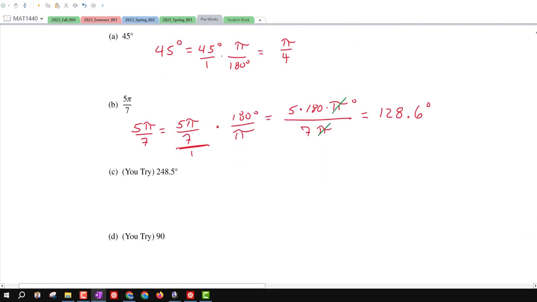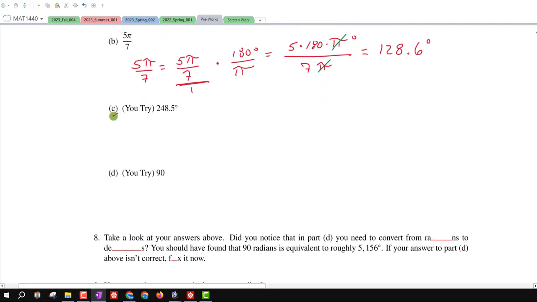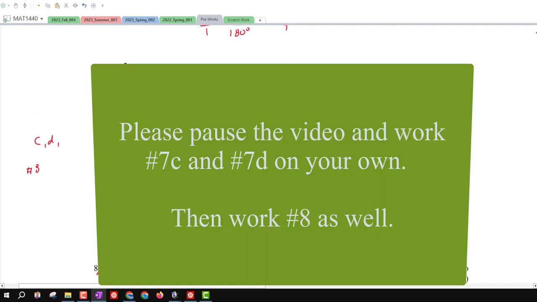So I'm going to leave you to try 2 of these computations on your own. I'd like you to try C and D on your own. We'll pause the video for you to do so, and then also answer number 8. Take a look at number 8 after that. So pause the video. I want you to do C, D, and number 8 on your own. Pause the video and do so.